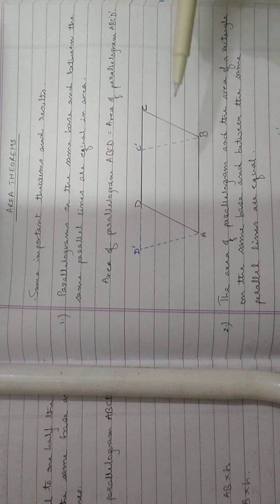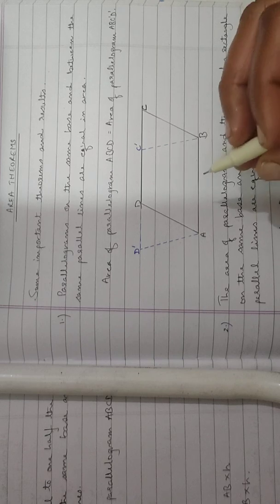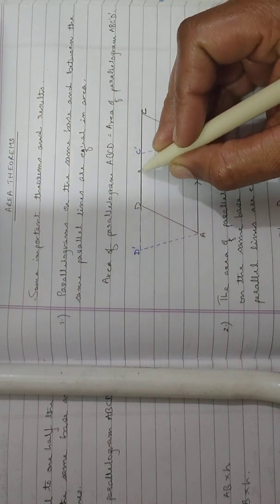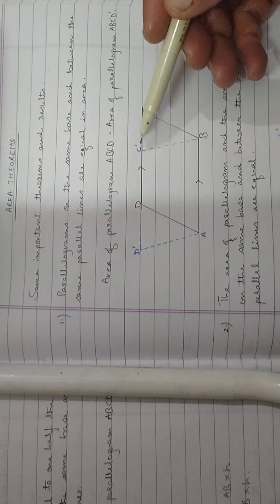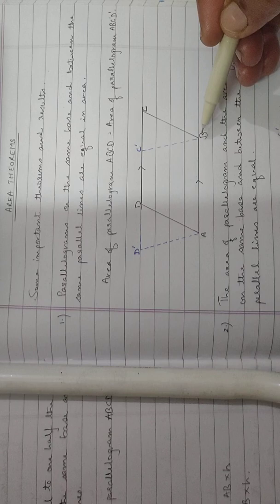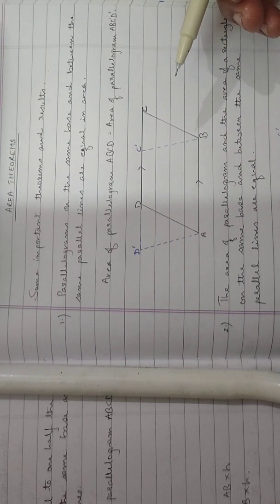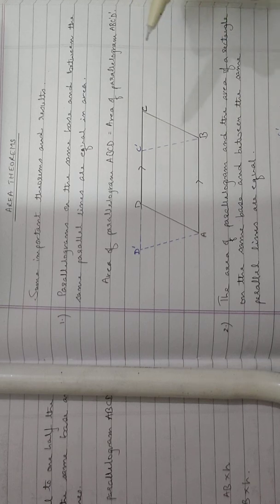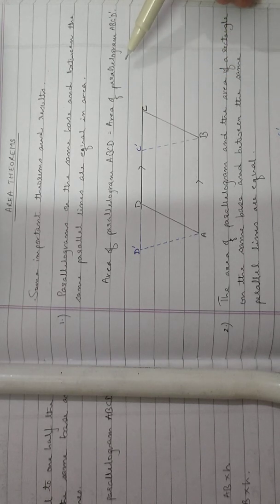The second thing is this, that the first parallelogram A, B, C, D is lying between the two parallel lines AB and CD. And in the same way, the second parallelogram A, B, C dash and D dash is also lying between the same parallel lines AB and CD. So as per the theorem, the area of the parallelogram ABCD will be equal to the area of the parallelogram ABC dash D dash.